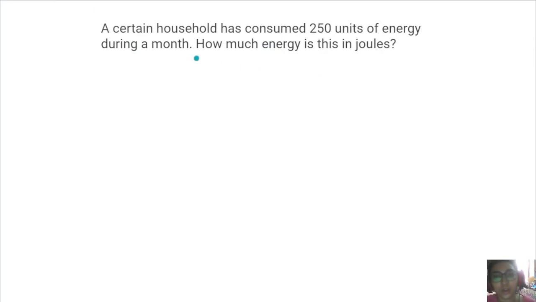So the next question here is, see, the calculation is simple here, but what I need you to understand is that sometimes while giving an exam, people get confused and don't read the question properly. So here it is written that a certain household has consumed 250 units of energy during a month. Now when they say household and 250 units of energy, this means the commercial unit of energy, right?